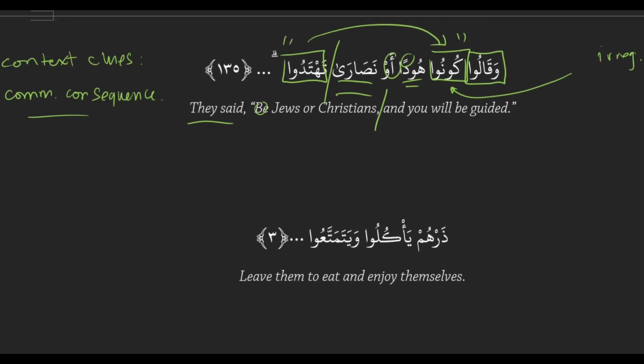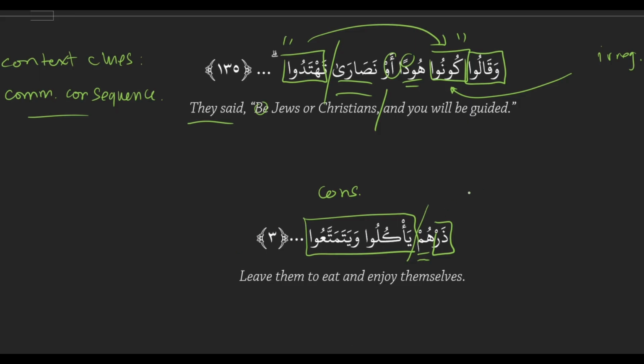ذرهم يأكلوا ويتمتعوا. So we have ذر, which is our command. Hum is a receiver. And then يأكلوا ويتمتعوا are both bald actions, and that tells us that that's the start of the consequence. And they're bald because they have the ya beginning but no noon at the end. It was normally ya'kulun, but the noon was dropped.